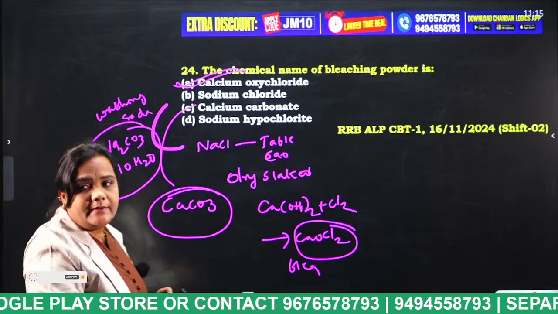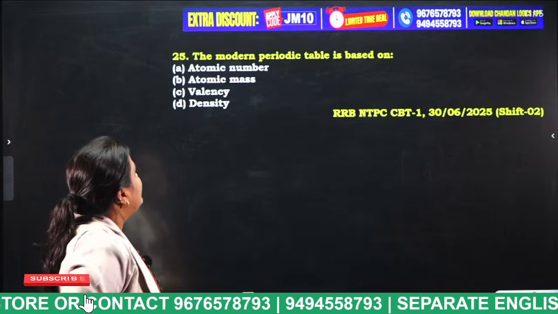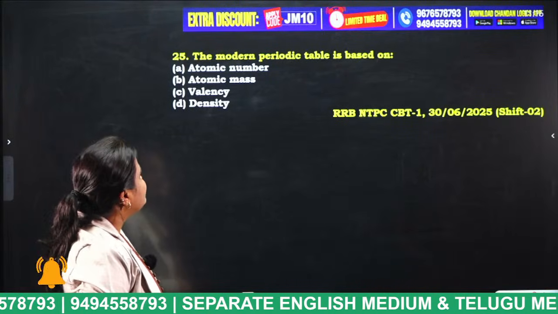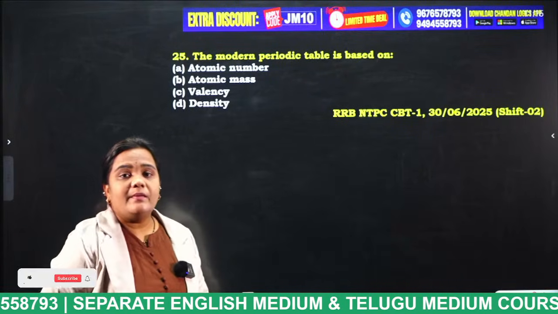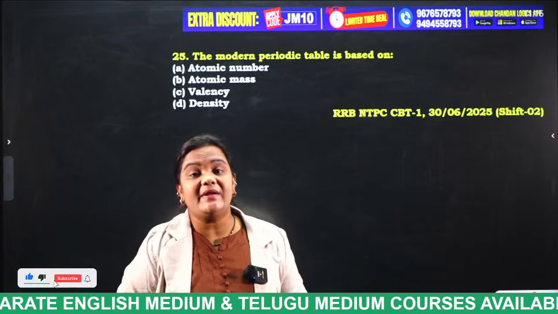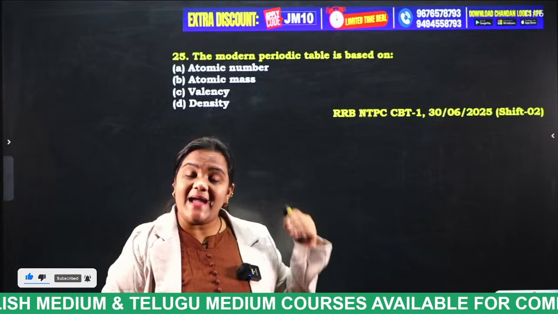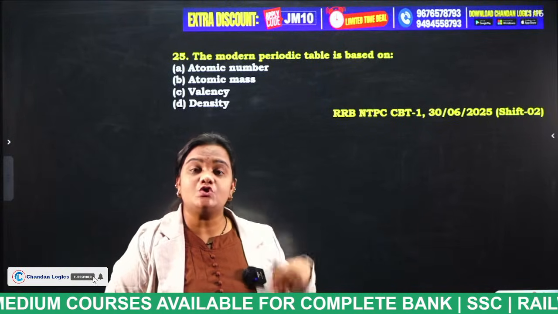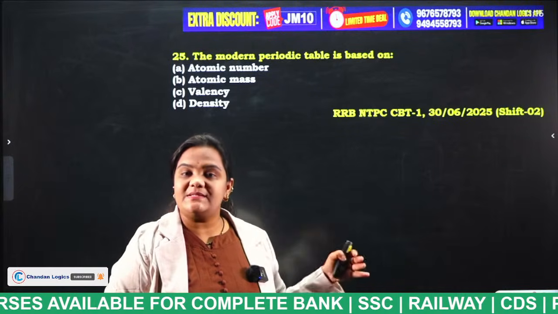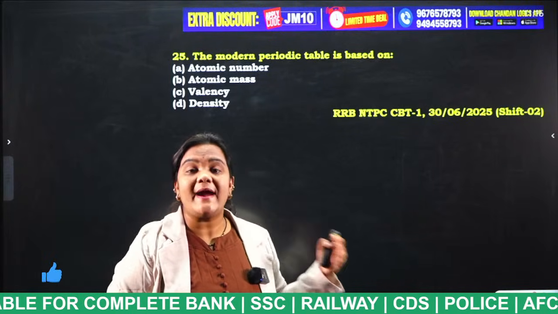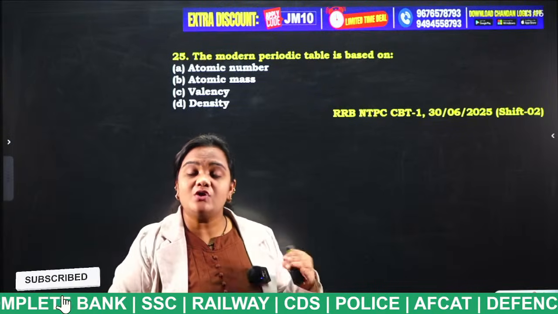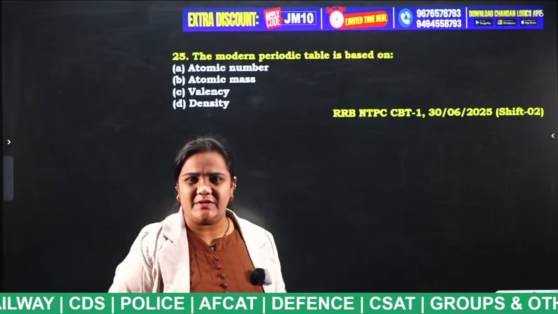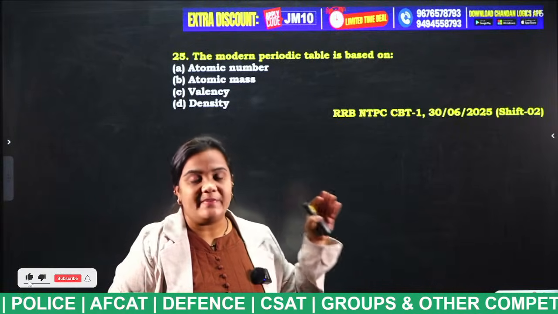Done. Next. The modern periodic table is based on atomic number, atomic mass, valency, or density. Mendeleev's periodic table was discovered in 1869. At that time, Mendeleev had discovered only 66 elements, and he had not yet found where to place the noble gases. He had no idea of inert gases. Also, he had not found electron affinity, electronegativity, or electropositivity. These terms were not known to Mendeleev.